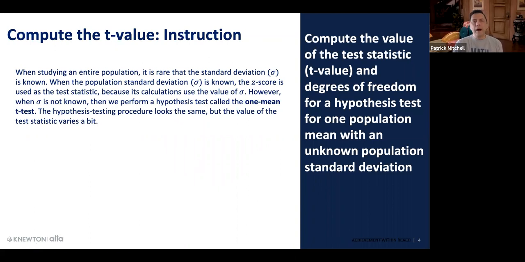When studying an entire population, it is rare that the standard deviation sigma is known. And that makes sense, right? Because you don't know the population mean. So why would you know the population standard deviation normally? When the population standard deviation sigma is known, the z-score is used as the test statistic because its calculations use the value of sigma. However, when sigma is not known, then we perform a hypothesis test called the one-mean t-test. The hypothesis testing procedure looks the same, but the value of the test statistic varies just a little bit.